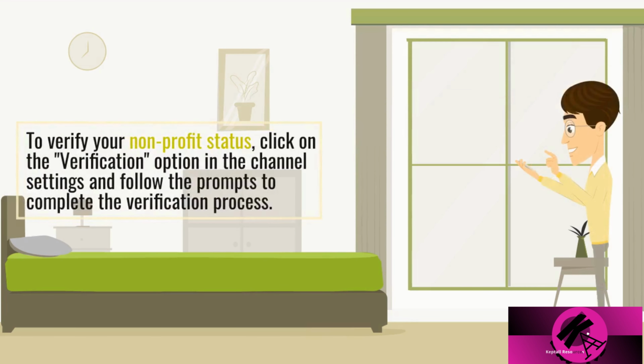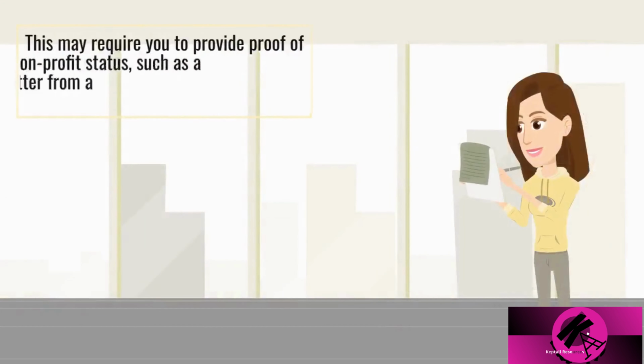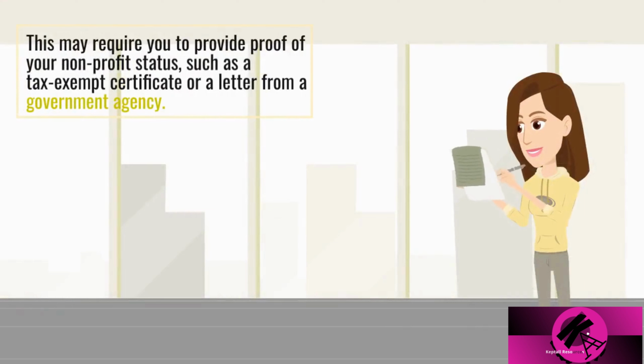To verify your nonprofit status, click on the verification option in the channel settings and follow the prompts to complete the verification process. This may require you to provide proof of your nonprofit status, such as a tax-exempt certificate or a letter from a government agency.